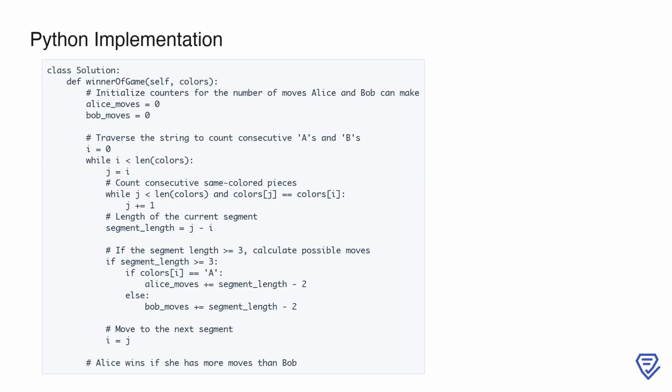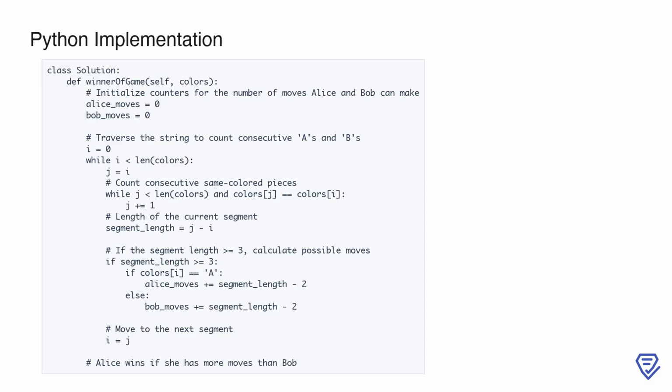This method takes in a string, colors, which represents the sequence of colored pieces on the board. We start by initializing 2 counters, Alice_moves and Bob_moves. These will keep track of the number of valid moves Alice and Bob can make, respectively. Next, we use a while loop to traverse the string and analyze consecutive segments of the same color.